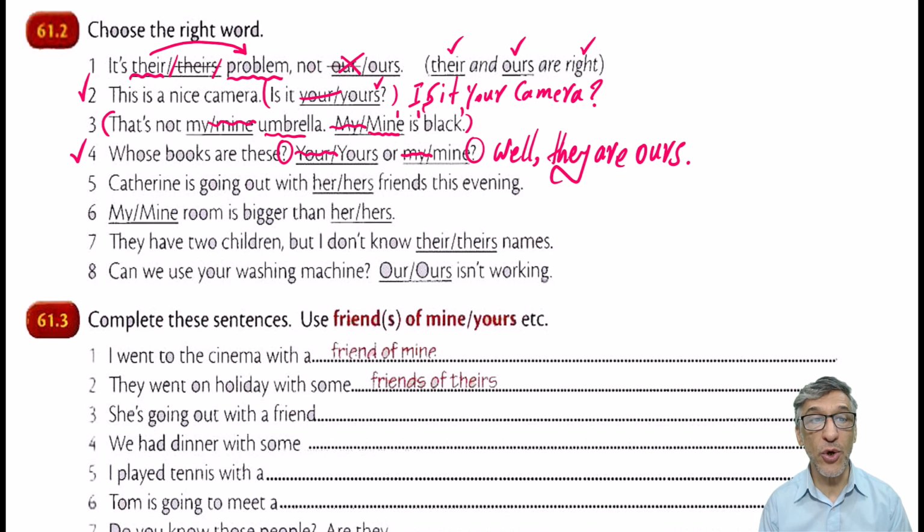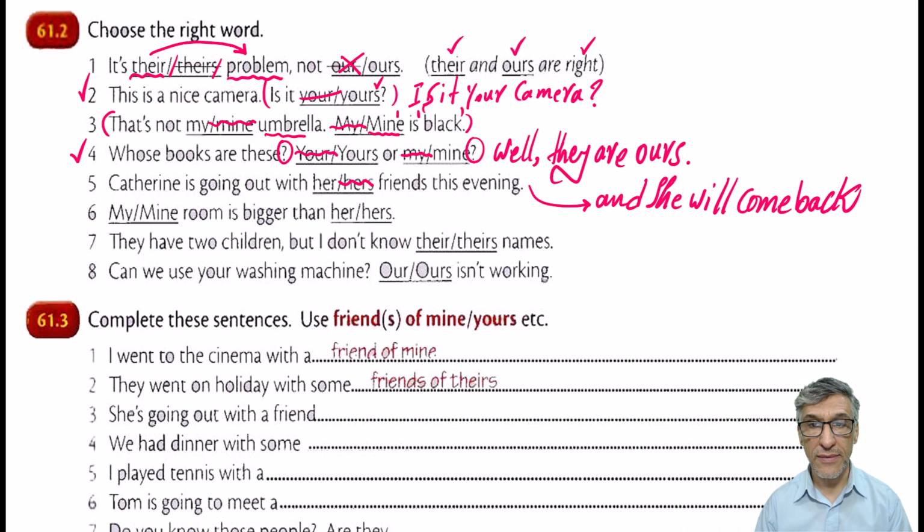Catherine is going out with friends this evening. With her friends this evening. Okay, we can continue it. And she will come back late. Finish. I just put a conjunction and continue another sentence connecting to it.